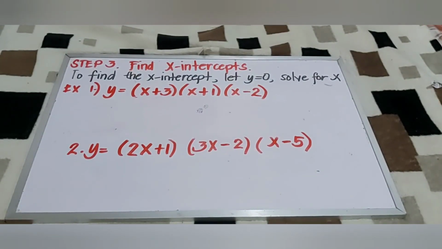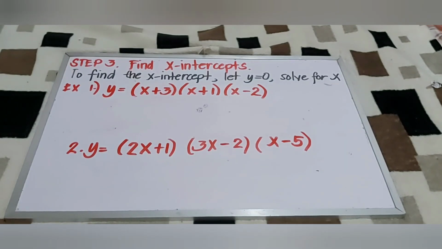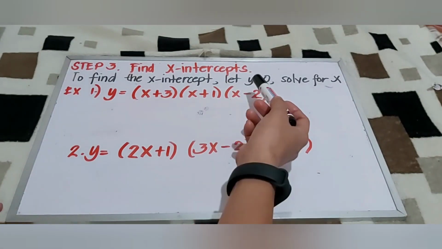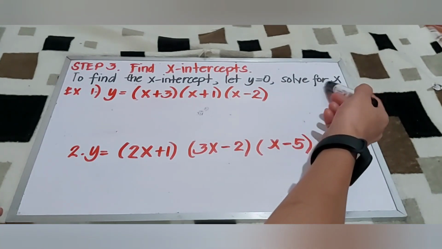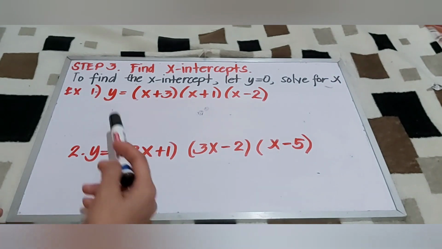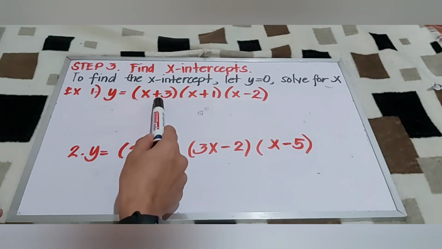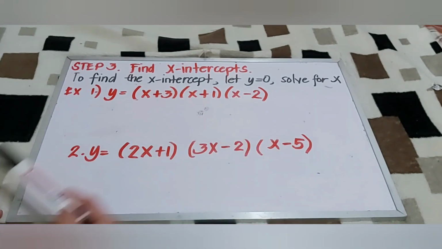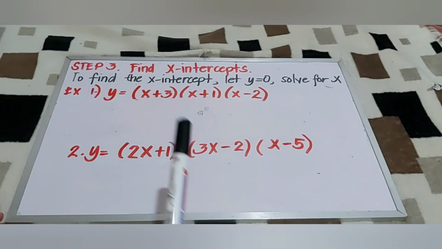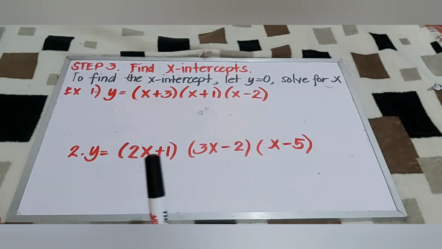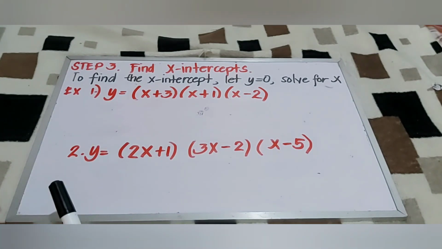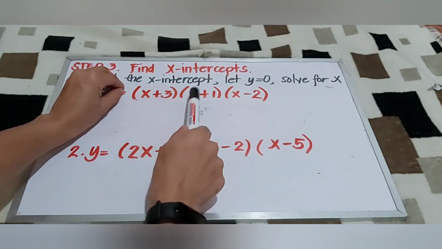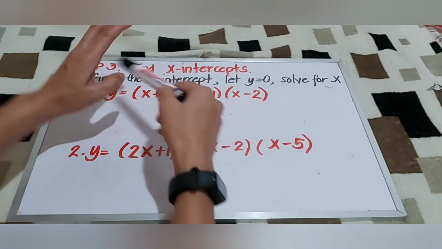Find x-intercepts. It's good to note that x-intercepts are also the roots and zeros of the function. And to find this, we have to let y is equal to 0 and solve for the value of x. Okay, now in our problem number 1, y is equal to x plus 3 times x plus 1 times x minus 2. It's already written in factored form. So, mas madaling hanapin ang zeros or ang x-intercepts kapag nasa factored form na ang polynomial. Now, let's let y equal to 0. So, ibig sabihin nito, itong bawat factor ay pwede na maging equal to 0 din.